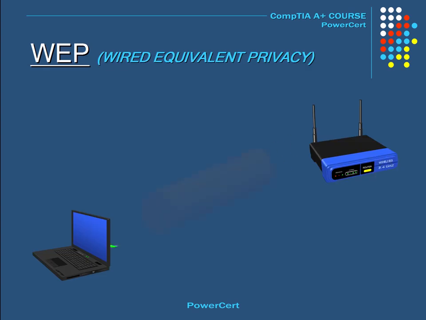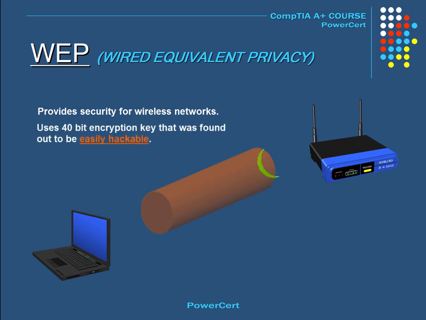Wired Equivalent Privacy is one of the security protocols that are used for wireless networks. As its name implies, it's meant to supply the same security to wireless networks as it did for wired networks. But this turned out not to be the case. After time, it was found out that the 40-bit encryption key that WEP used was not secure and it was easily hackable. So a better security protocol was needed for wireless.